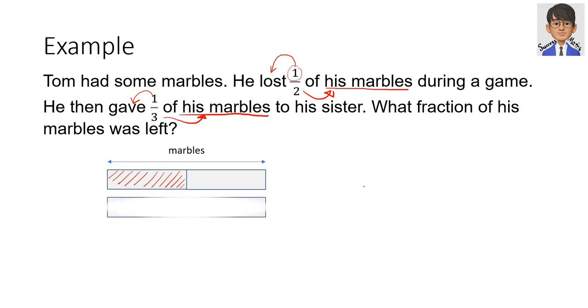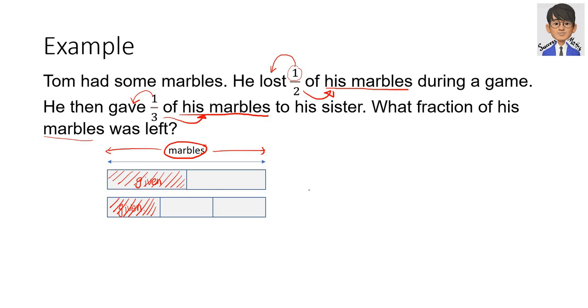Next, he gave 1/3 of his marbles to his sister. So he gave 1/3 to his sister. So this was given away. This was also given away. So what does the question ask? What fraction of his marbles was left? His fraction of his marbles means going back to his whole, exactly what was left. So what you normally do in this case, the 2 fractions are referring to the same whole.